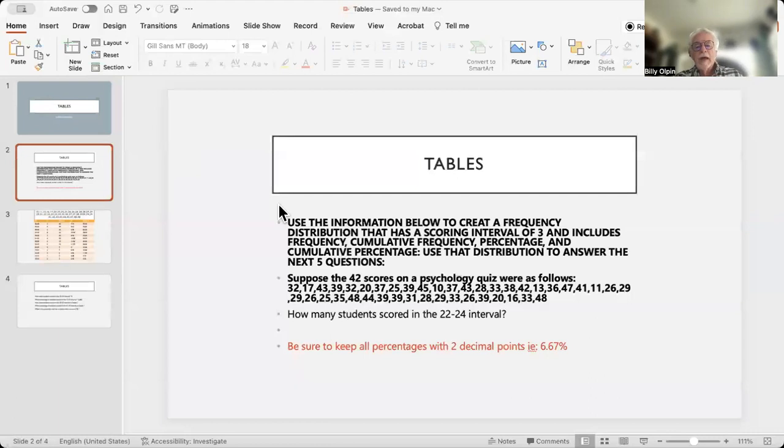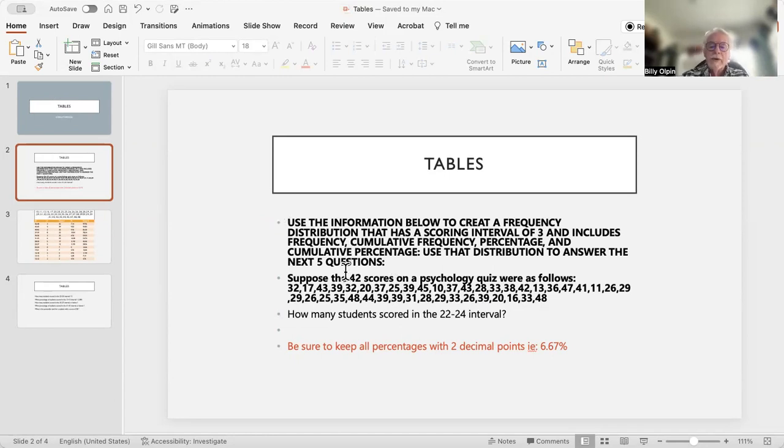Anyway, this was the question, right? Use the information below to create a frequency distribution table that has a scoring interval of 3 and includes frequency, cumulative frequency, percentage, and cumulative percentage. Use that distribution to answer the next 5 questions, and we'll get to the questions later.